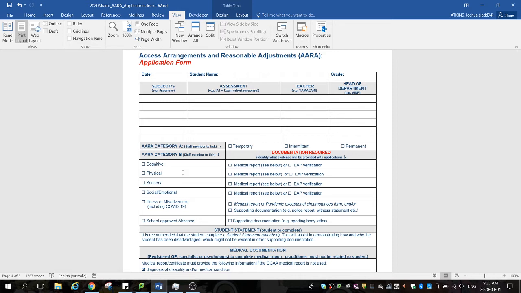An update has been the inclusion of COVID-19. If you miss any assessment because of COVID-19 reasons, you need to complete the Pandemic Exceptional Circumstances form, which will be another attachment on the school website. This is particularly important for students who might not be able to gain a medical report from a medical specialist because they're so busy at the moment.